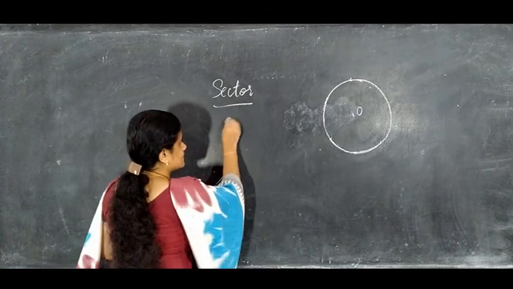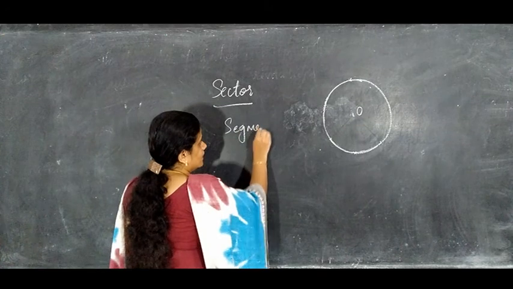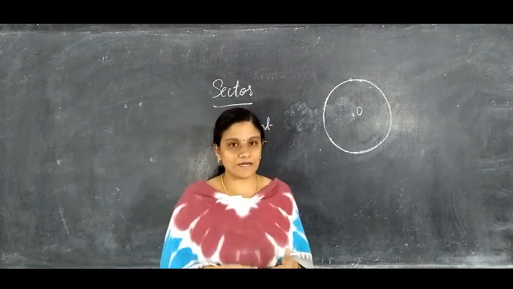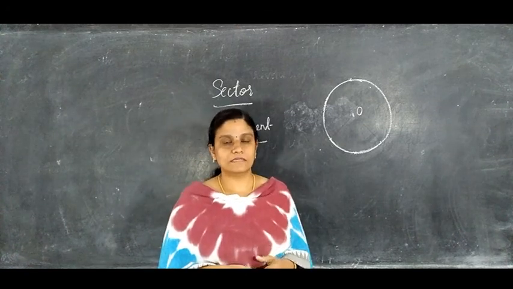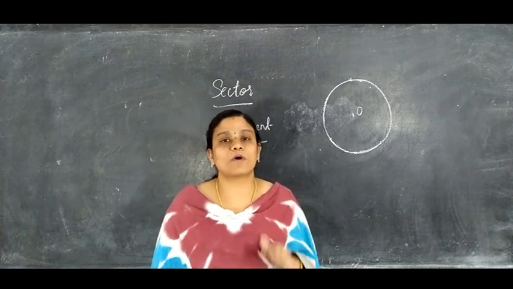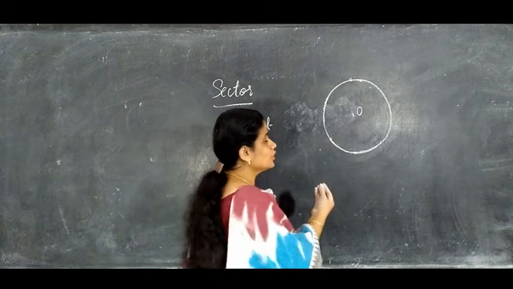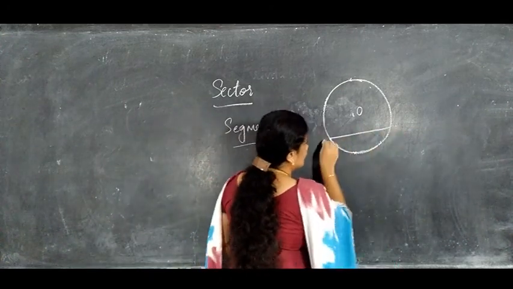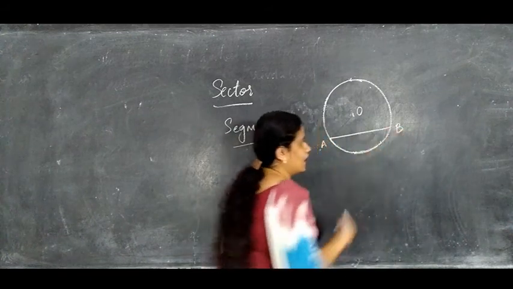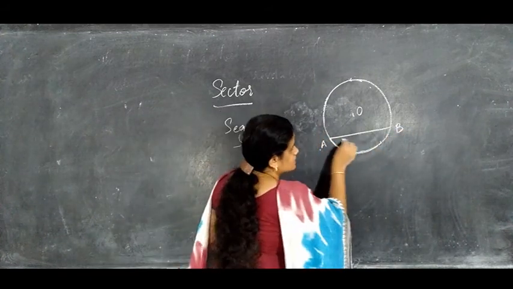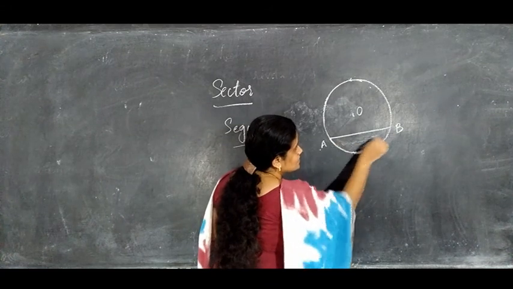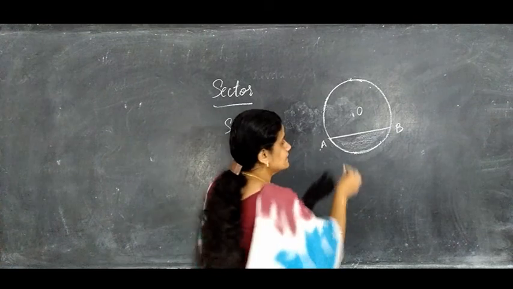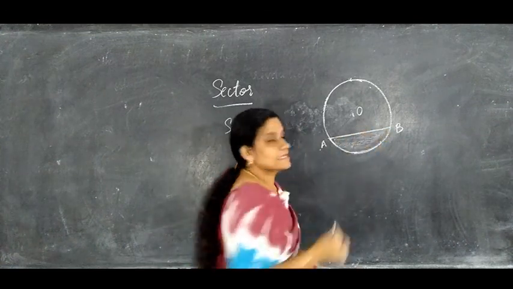What is that, children? Segment. Now what is a segment? A segment is a part of a circular region between a chord and the corresponding arc. So you all know what a chord is, children. If we have a chord like this, AB, you see there is a part of the region between the chord and the corresponding arc. This region we will call a segment.